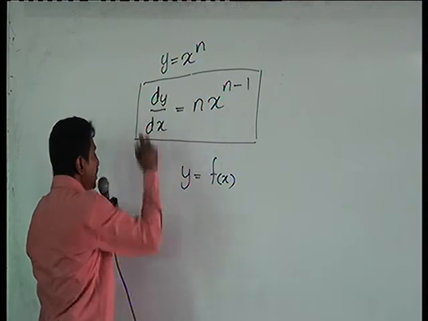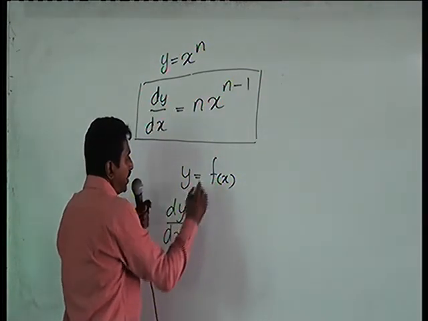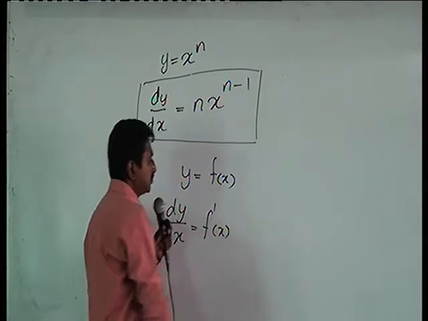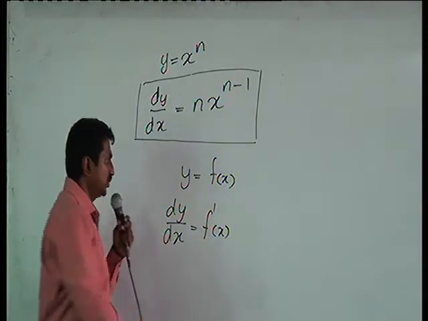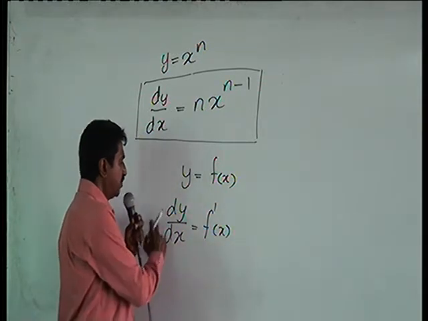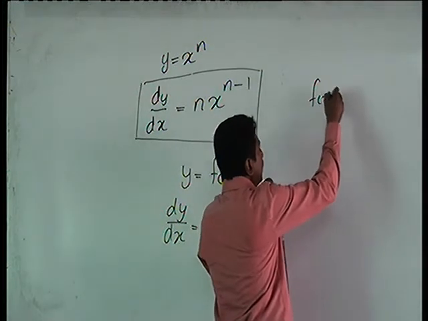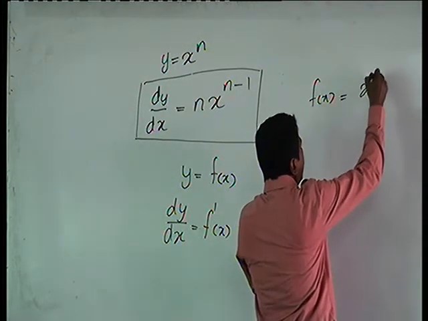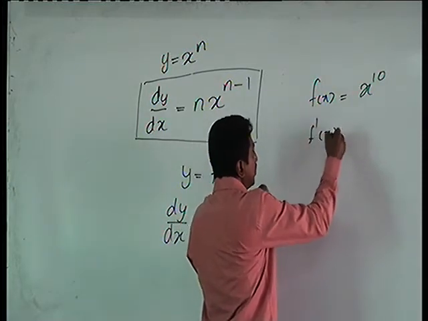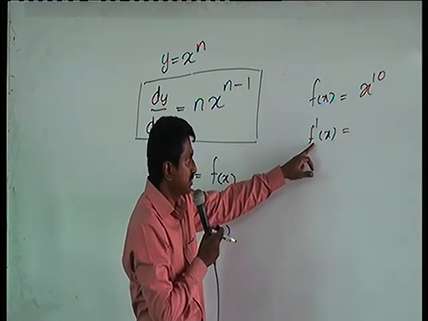Now when you differentiate dy by dx, we can write this in the notation f dash x. This is called f dash x. So that's a notation. Sometimes they will give you f(x) is equal to x to the power 10 and ask you to calculate the value of f dash x. So you need to identify the f dash x.